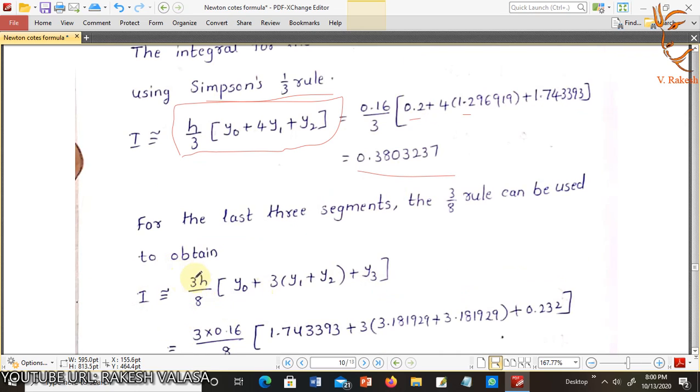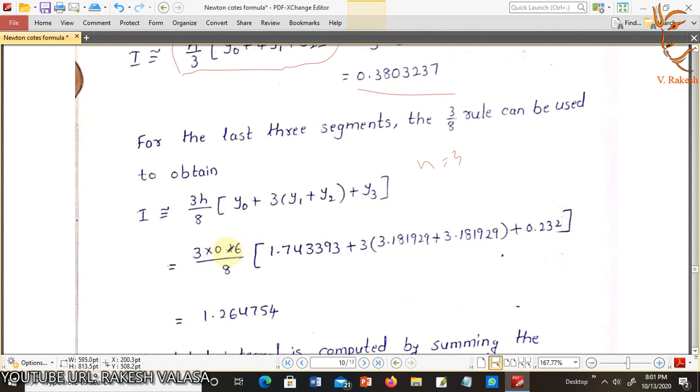For the last three segments, the 3 by 8 rule can be used to obtain. We know the formula for Simpson 3 by 8 rule, that is 3h by 8 into y naught plus 3 into y1 plus y2 plus 3 into y1 plus y2 plus y3. This formula also you can obtain by using Newton-Cotes formula. In that formula you can substitute n equal to 3. 3 into 0.16 by 8 into y naught plus 3 into y1 plus y2 plus y3. That value is 1.264754.